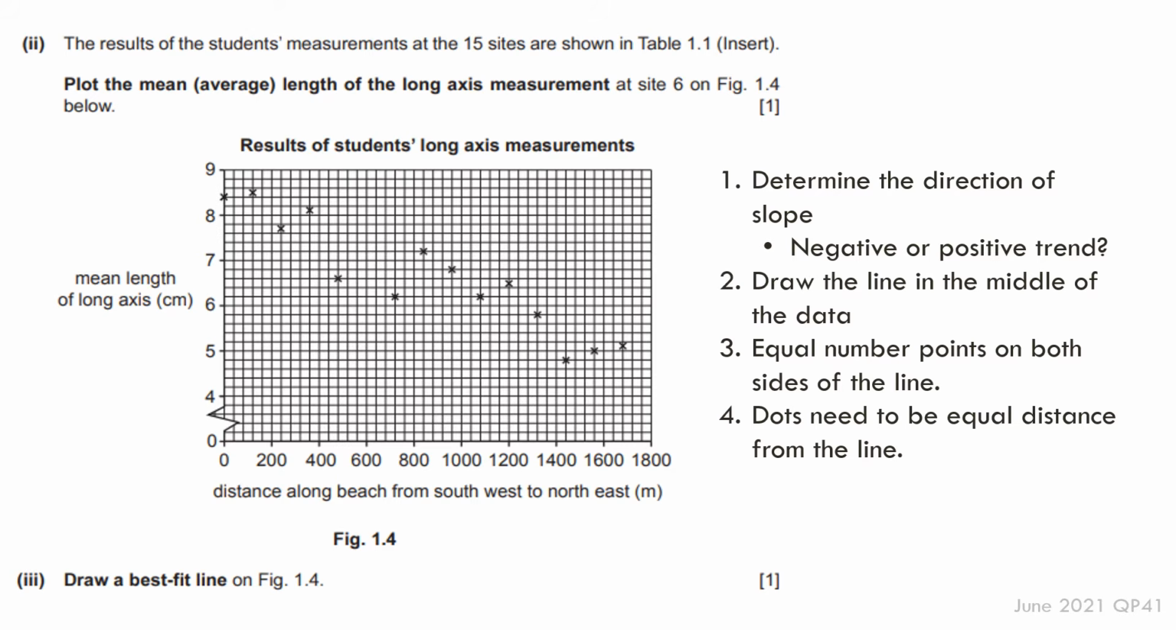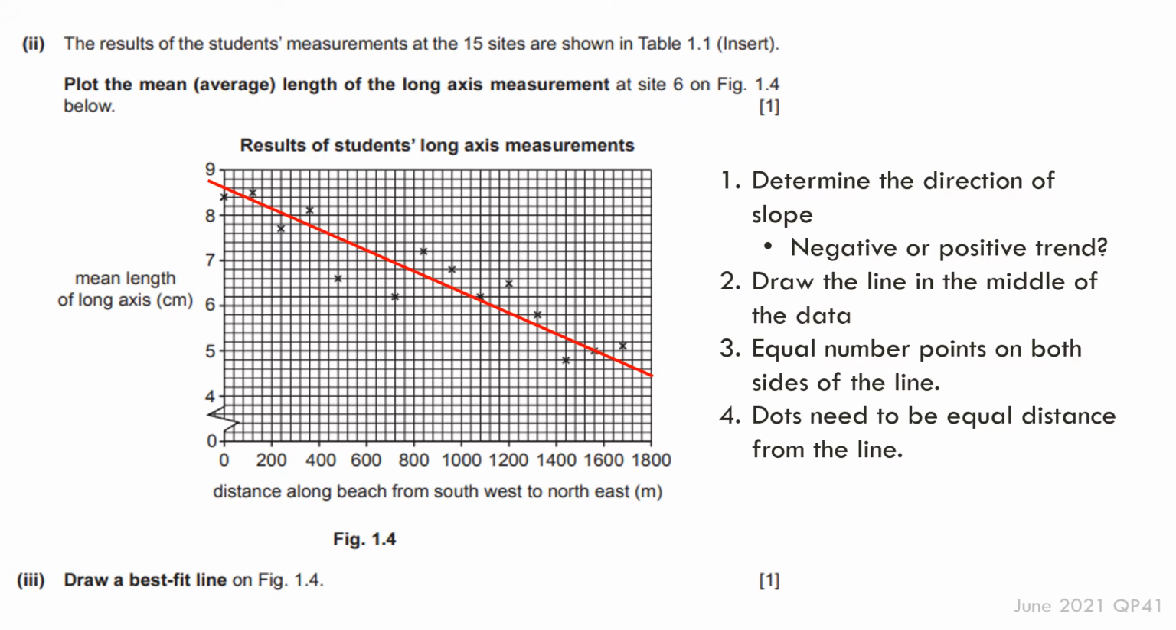In this case, it is decreasing, so I'm going to draw a negative trend line. I'm going to draw the line in the middle of the data, and I need to try and work out an equal number of points on both sides of the line. Although the dots, when I draw that line, need to be equal distance from that line. And I'll show you with an example.